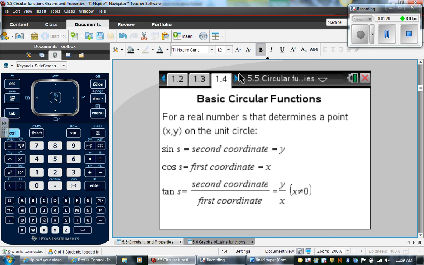Okay, so we have some basic circular functions. For any real number S that determines a point xy on the unit circle, sine of S is your second coordinate, y. Cosine of S is your first coordinate, x. And tangent of S is your second coordinate divided by your first coordinate, or y divided by x. So instead of using xy, we use cosine sine, essentially.